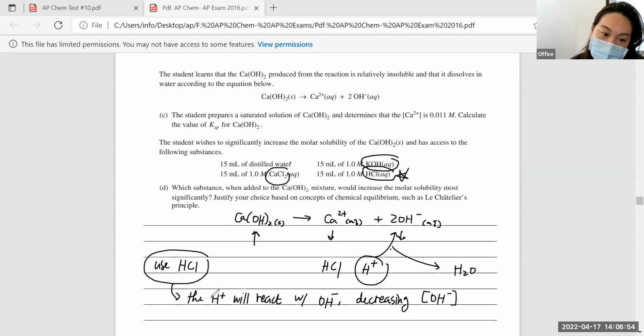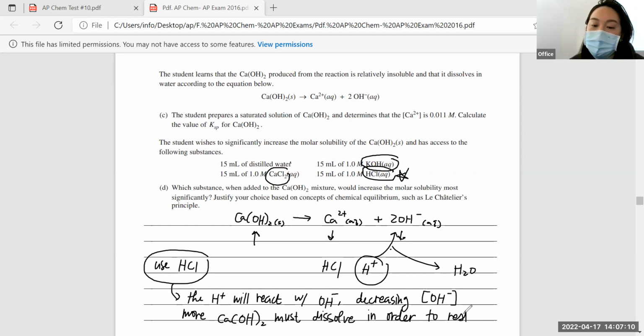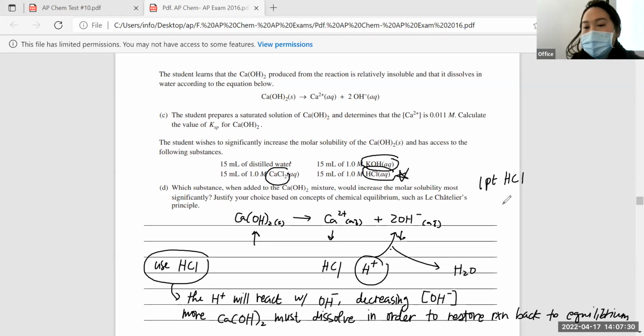So what's going to happen? More Ca(OH)2 must dissolve in order to restore the reaction back to equilibrium. Anything about Le Chatelier, something along those lines. So 2 points: 1 point for picking HCl, 1 point for justification.